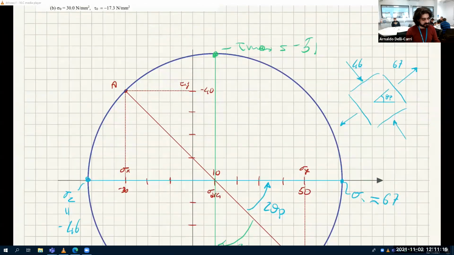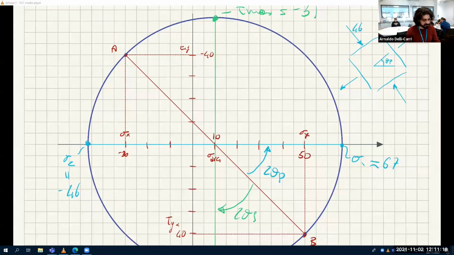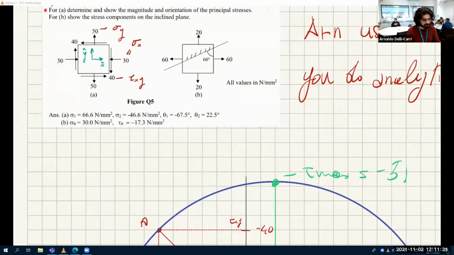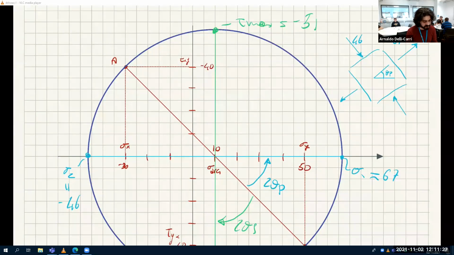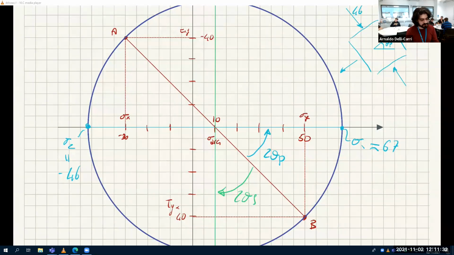Now, of course, you have two angles. This is sigma 1, sigma 2. So minus 67.5 is this one, but you have two angles. You can rotate this in one direction, or you can rotate this in the other direction. Agreed? The principal directions are always two directions, theta p1 and theta p2. Theta p1 is the shortest rotation. Theta p2 is the largest rotation. Sometimes you find the shortest one, sometimes you find the largest one.